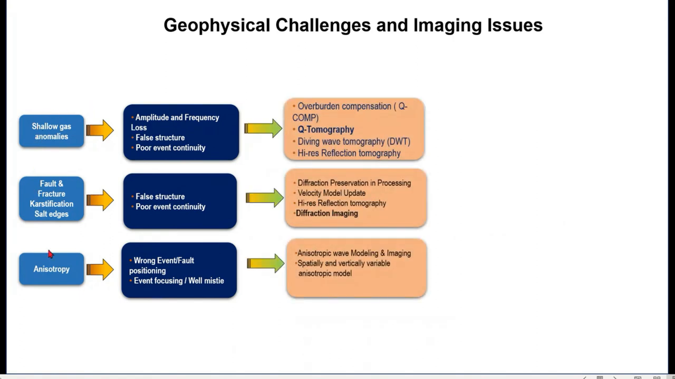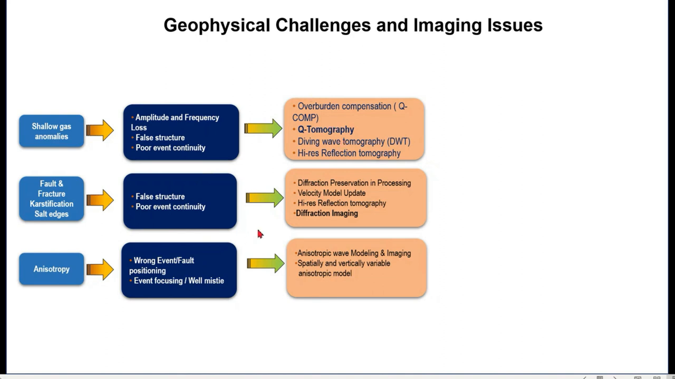So when we have these challenges, they are opportunities to come up with your own ideas. Based on these three main problems, we come up with these solutions. For shallow gas, if you have amplitude decay or frequency losses, you can do Q compensation. You can also do Q tomography. Q means the attenuation factor. Then we have another method called diving wave tomography, which gives you a better structure position, or the true structure of the subsurface. Then we also have high resolution reflection tomography.